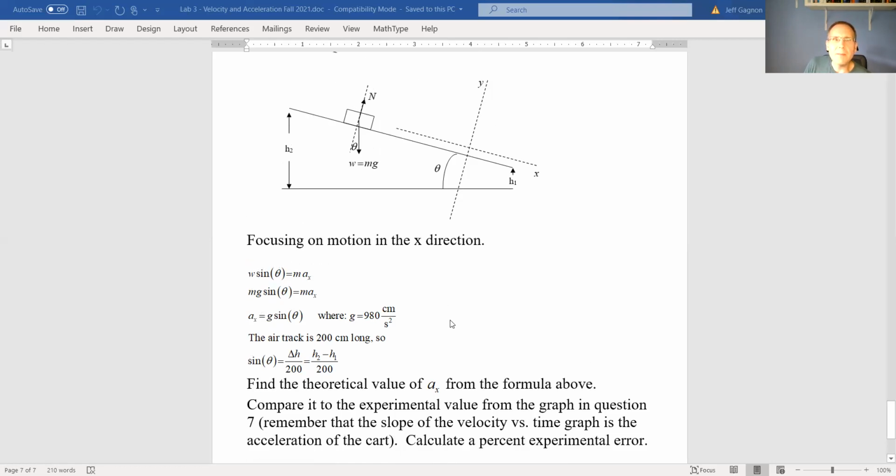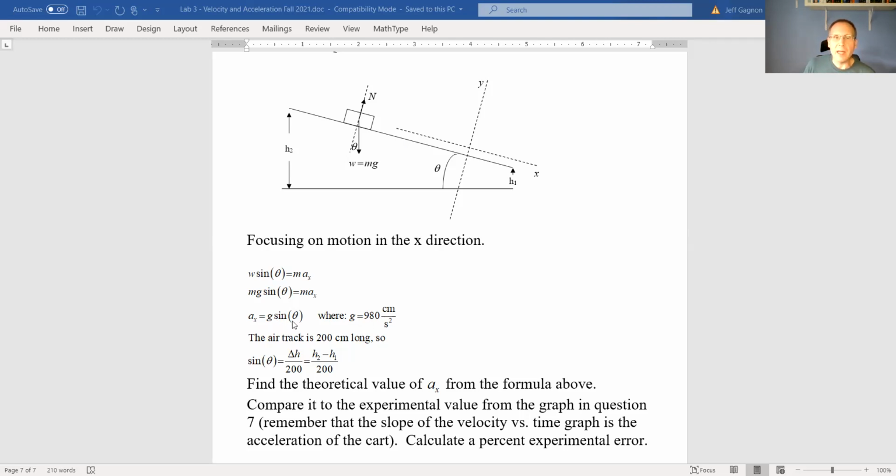So basically, it turns out that the acceleration in the x direction going down the air track should equal g sine theta. Remember, g is that constant, the acceleration due to gravity. Because we're using centimeters, CGS units, we're going to take g as 980 centimeters per second squared. If we were using SI units, like meters per second squared, then it'd be 9.8. But since it's centimeters per second squared, and there are 100 centimeters in 1 meter, it's 980. Okay, so that's a constant.